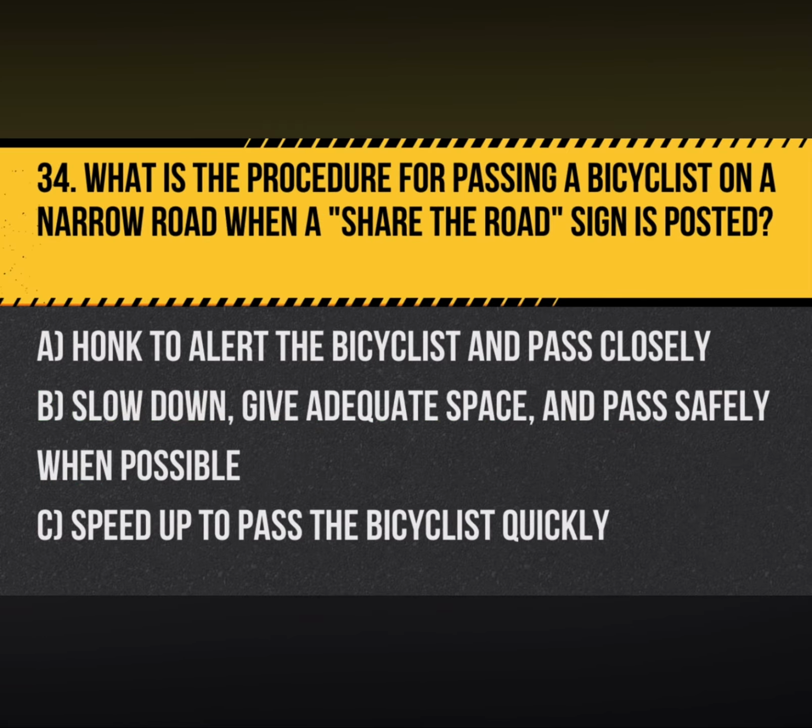Question 34. What is the procedure for passing a bicyclist on a narrow road when a share the road sign is posted? A. Honk to alert the bicyclist and pass closely. B. Slow down, give adequate space, and pass safely when possible. C. Speed up to pass the bicyclist quickly.